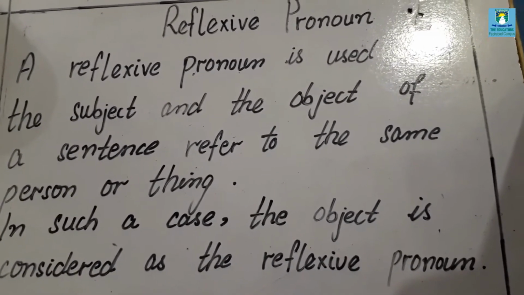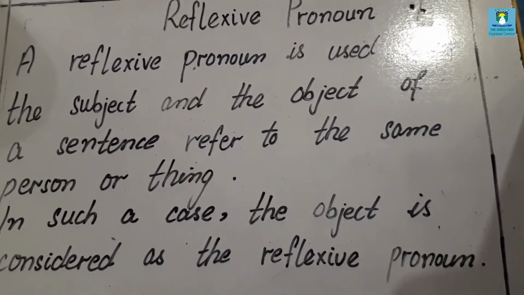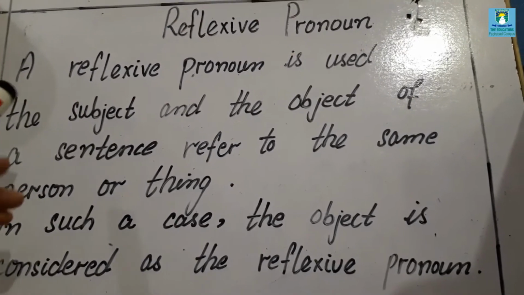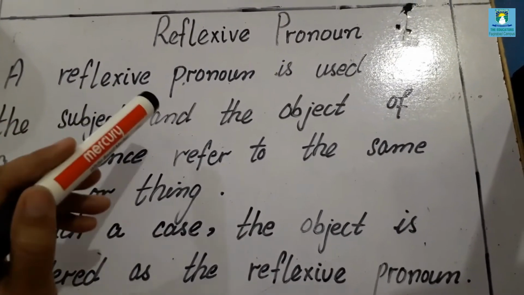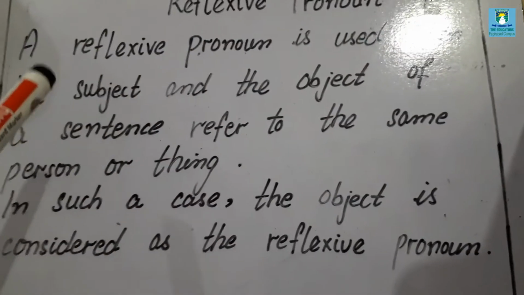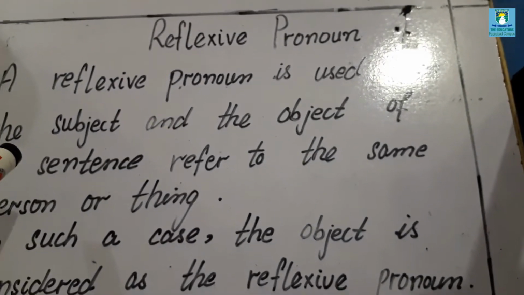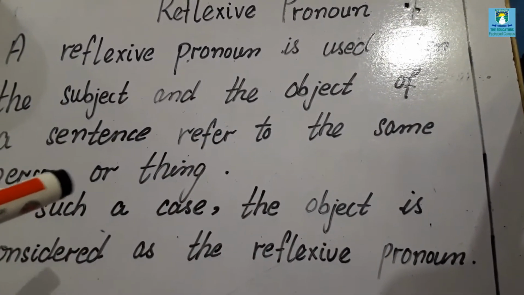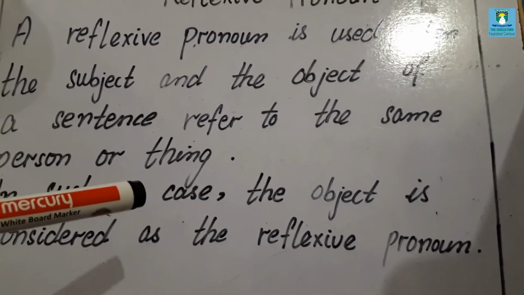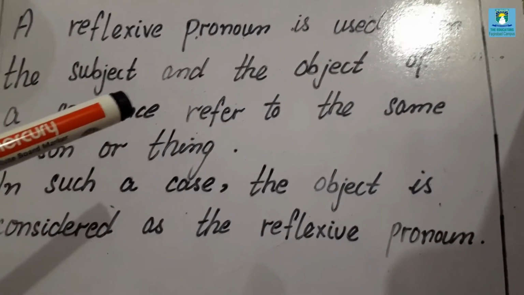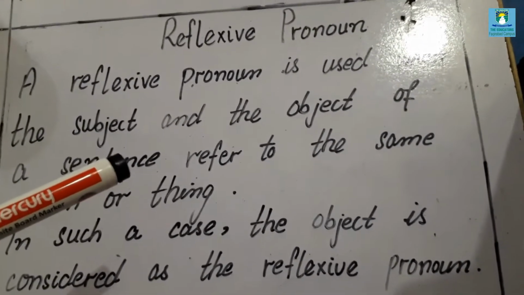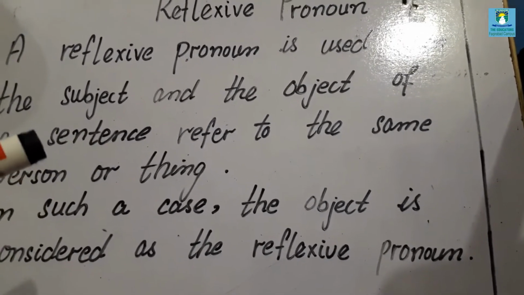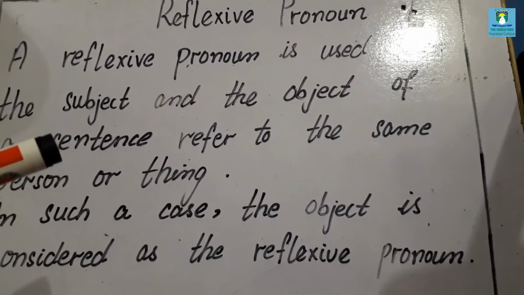Today we are going to learn about reflexive pronoun. What is a reflexive pronoun? A reflexive pronoun is used when the subject and the object of a sentence refer to the same person or thing. When subject and object of a sentence refer to the same person or to the same thing, then that object will be known as reflexive pronoun.